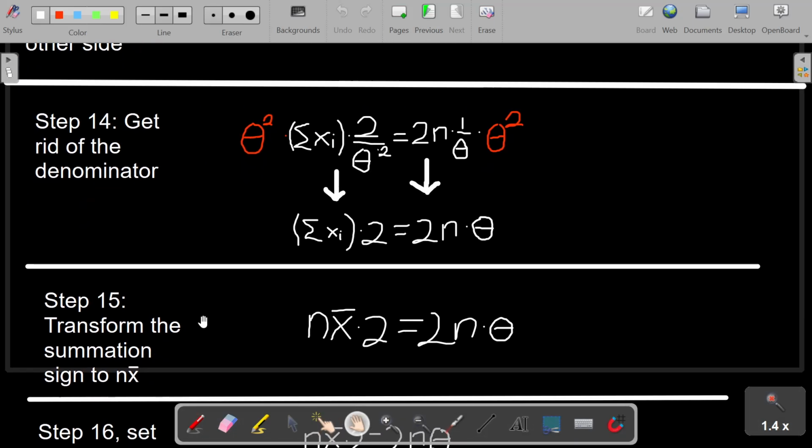Step 15, transform the summation sign to n times x bar. So this sign here, summation of xi, is transformed to n times x bar. And this is another rule when it comes to maximum likelihood. You should always try to do this, and this is something that you will do over and over again.